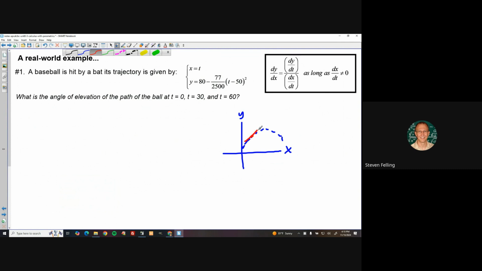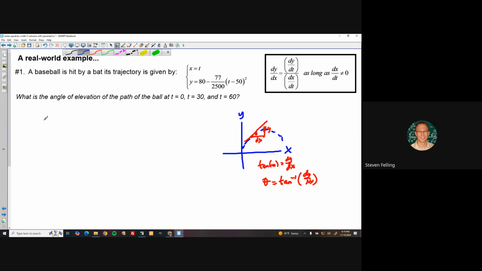Well, if you figure out the slope of the tangent line, the angle of elevation would be this angle here. And the tangent of that angle of elevation would just be dy/dx. That means that you can find the angle of elevation by taking the inverse tangent of the slope, dy/dx. Okay, so what we could do is calculate the slope.